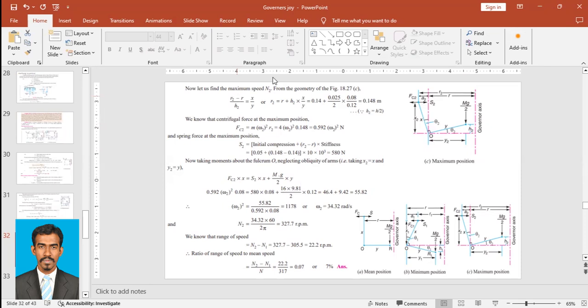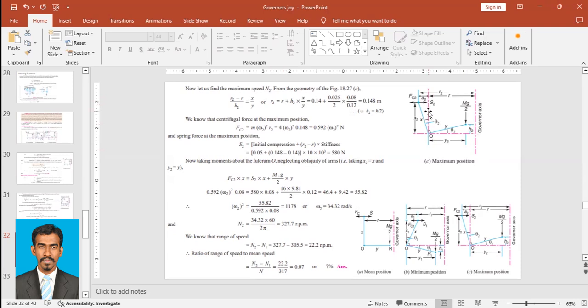So we can write this a2 as r2 minus r. R2 is the radius at maximum position and r is the radius at mean position. So instead of a2, we can put r2 minus r, upon h2, will be equal to x upon y. So this ratio is equal to this ratio. This is simple geometry.